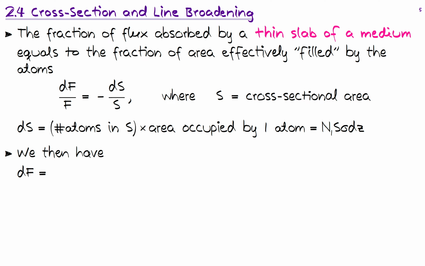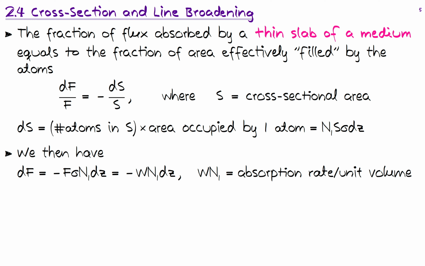And now we can write that the differential of the photon flux, dF, equals minus F times sigma times N1 times dz. And this basically equals minus W, the rate of absorption, times N1 times dz, by using the previous notation for the rate of absorption. So this is basically what we were using here. And the units here would be absorption rate per unit volume for this W N1 term.